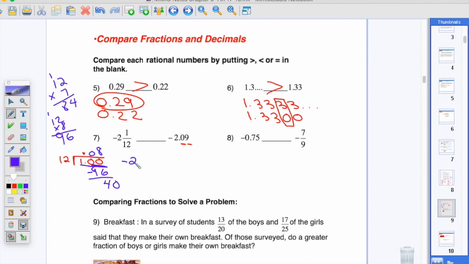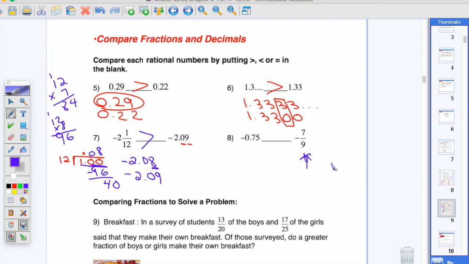Now line up your digits and compare. And you can see that since we're on the negative side, the number closest to 0 is greater. So 8 is closer to 0. So negative 2 and 8 hundredths is greater than negative 2 and 9 hundredths.